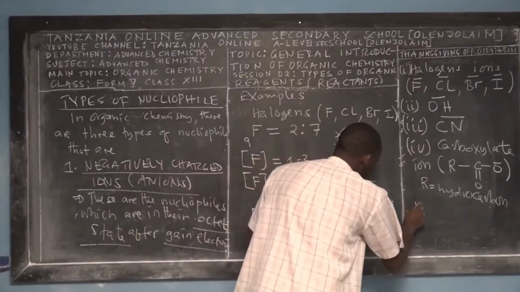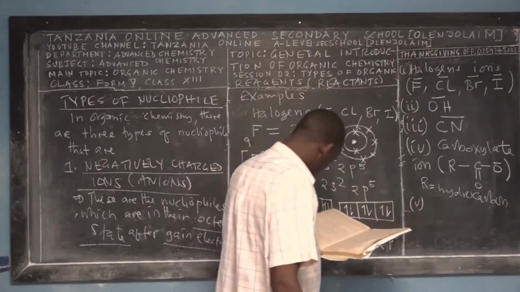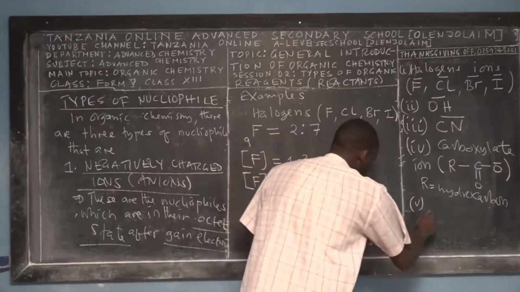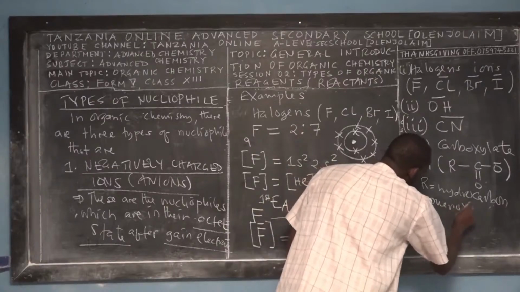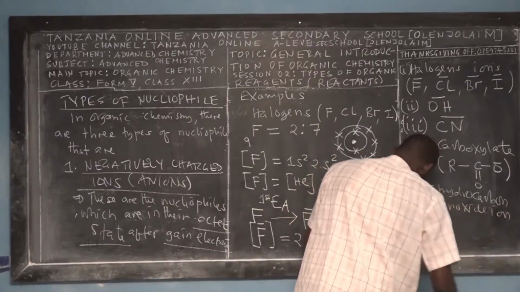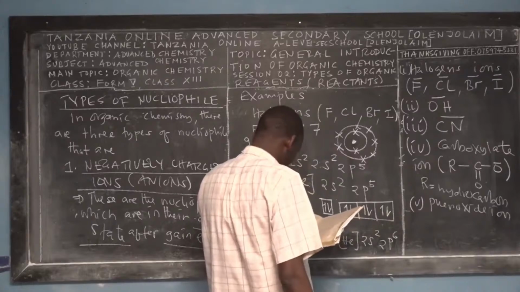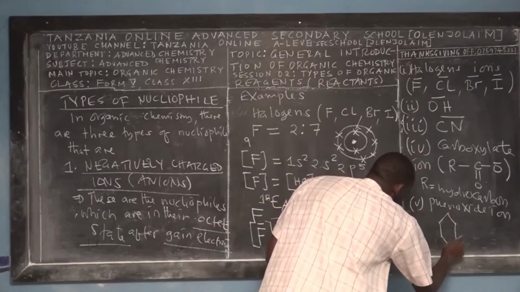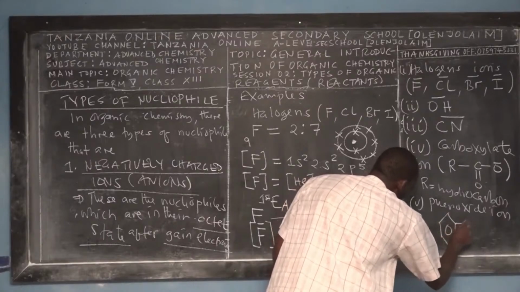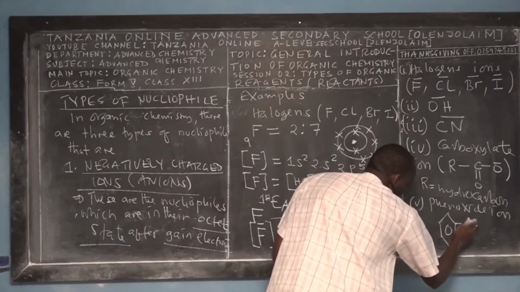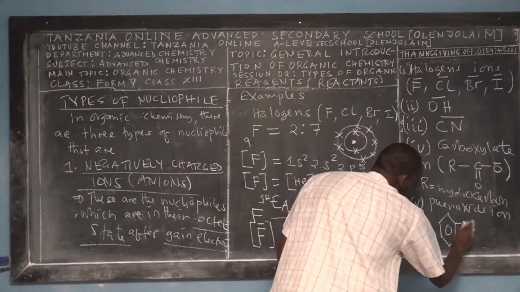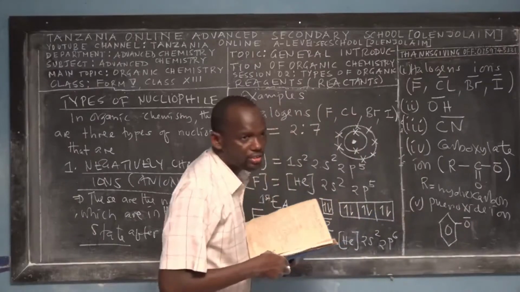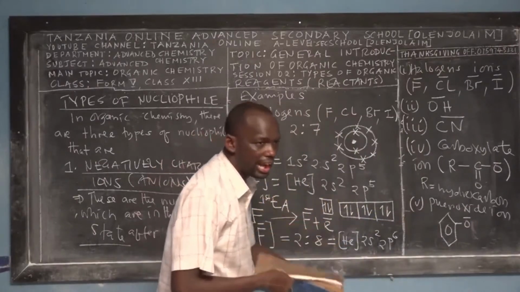So carboxylate ion. The fifth example is the phenoxide ion. This phenoxide ion comes from phenol, right? Phenol means this is the phenol. But now, in order to form the phenoxide ion, the bond between hydrogen and oxygen breaks. So that's what we call the phenoxide ion.